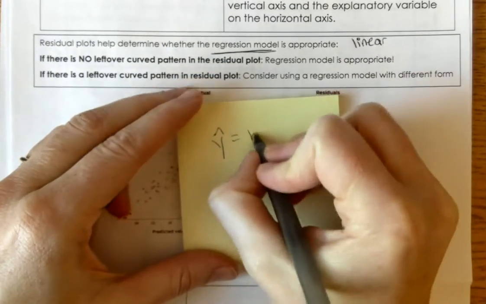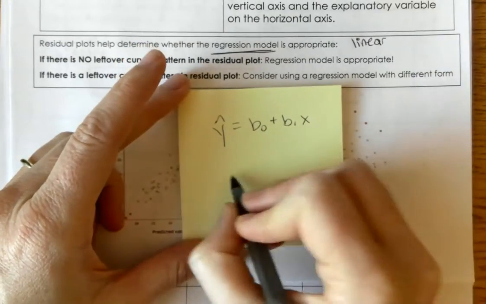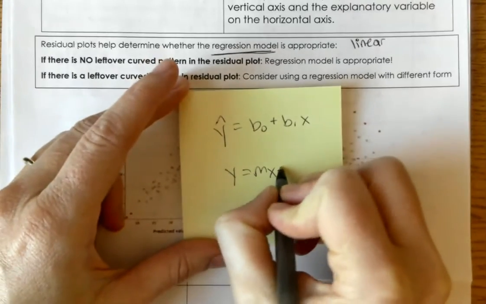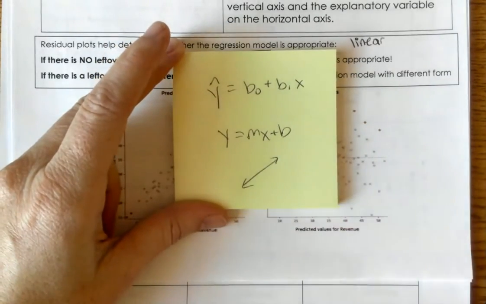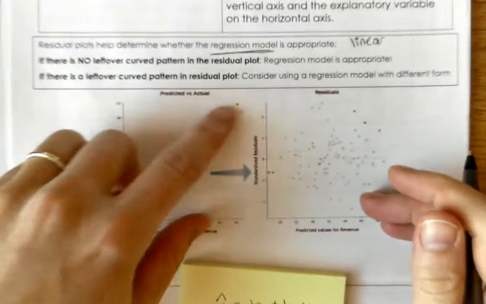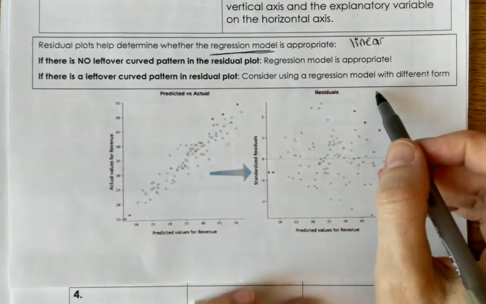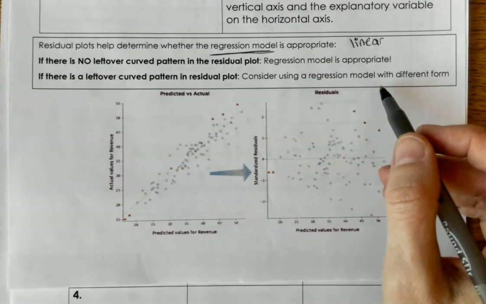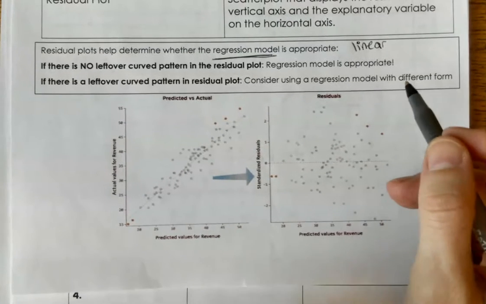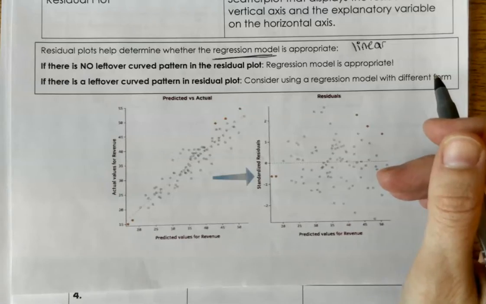Y hat equals b sub 0 plus b sub 1x. That's basically the statistics version of y equals mx plus b. When I graph y equals mx plus b, it's a straight line. So regression models are linear, at least the ones that we're talking about in this class. So we're wondering if a linear model is appropriate. A different type of model, a nonlinear model, might be more appropriate. And we'll be able to tell based on the residual plots.